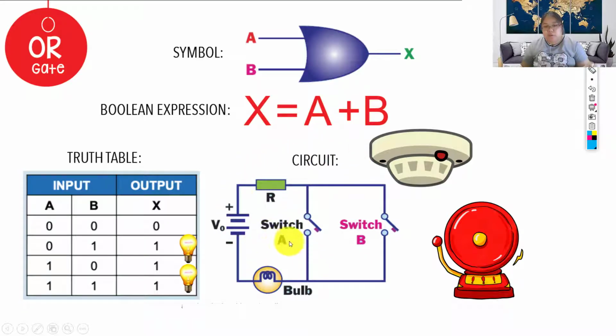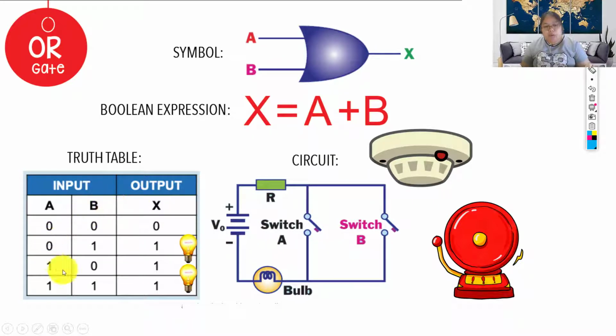The circuit also has two switches. Now the two switches are in parallel. Just now it was in series, now it's parallel. So from this circuit, you conclude in what situation the bulb can light up. First, when both are 0, it surely cannot light up. If either one is closed, A closed, no problem, the bulb can light up. B closed, the bulb also lights up. If both are closed, it can also light up. So this we call the OR gate.